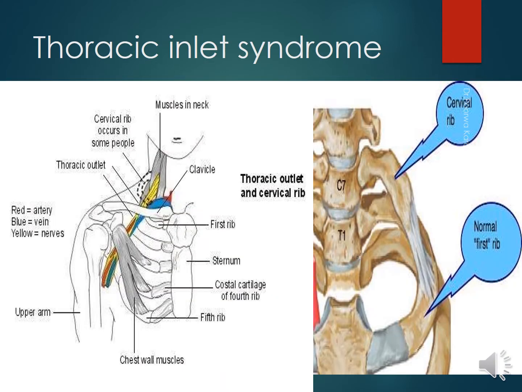Slide is of thoracic inlet syndrome. So the thoracic inlet is formed by posteriorly first thoracic vertebrae. From posterior to anterior, the curve of first rib is there, and anteriorly we have costal cartilage of the first rib and superior border of manubrium sterni. So these are the boundaries of thoracic inlet, and there are two important structures that arch over the first rib. They are subclavian artery and first thoracic nerve. These structures may be compressed by cervical rib or by variation in the insertion of scalenus anterior muscle.